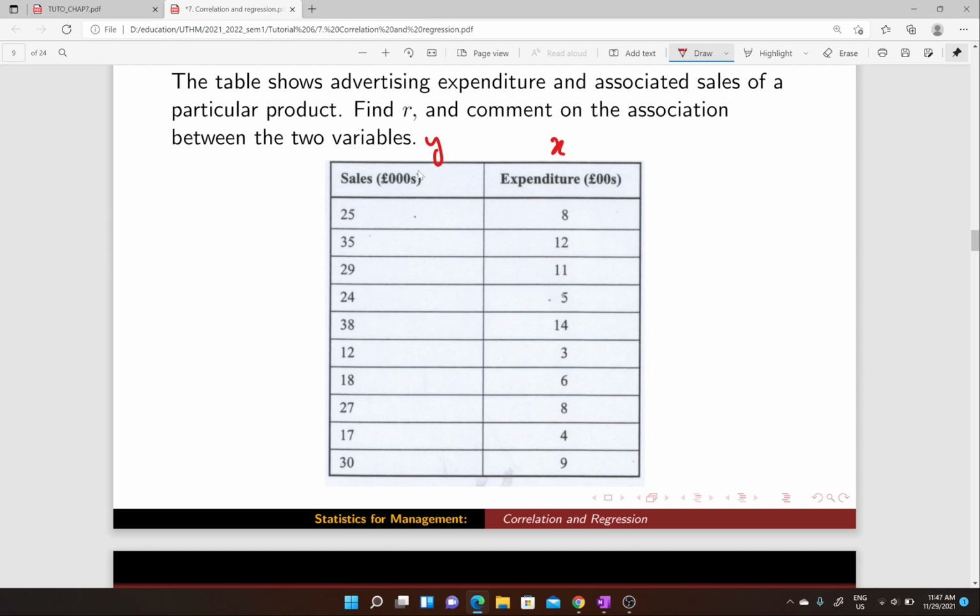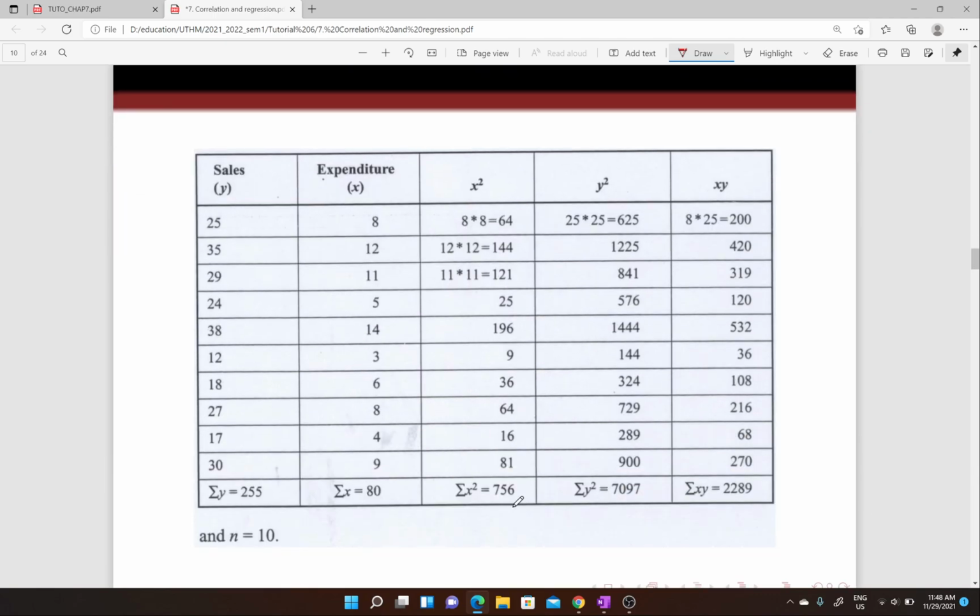Okay, don't get confused, because expenditure will determine your sale, not sale determine the expenditure. The more you expend for your advertising, the more your sale. Okay, something like that. So if you go down the computation, this is going to be your X, this is going to be your Y, and you can compute the sum.